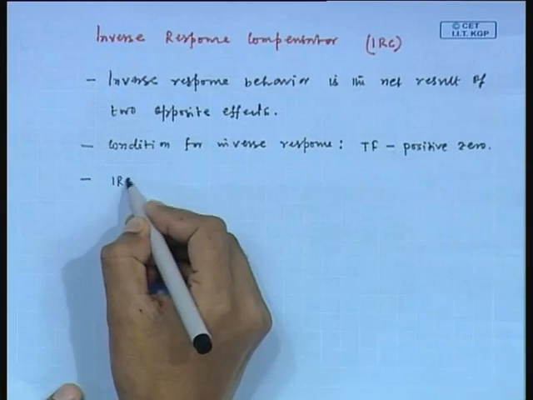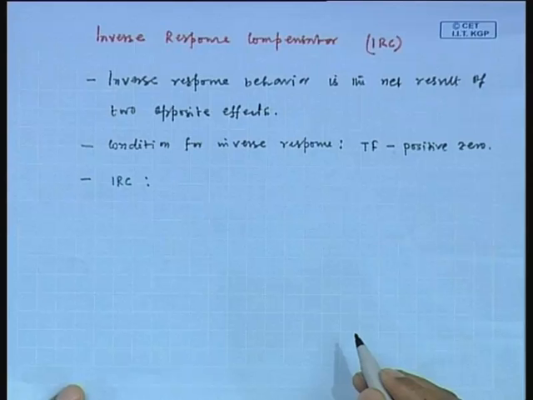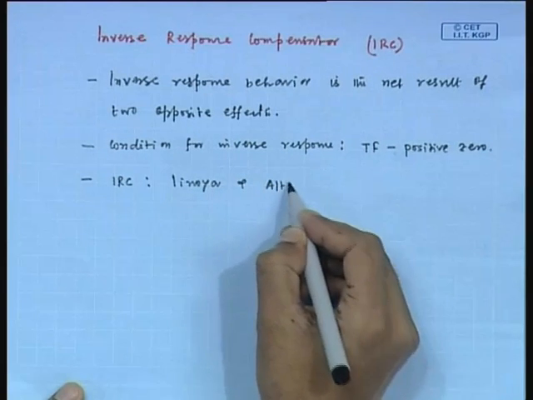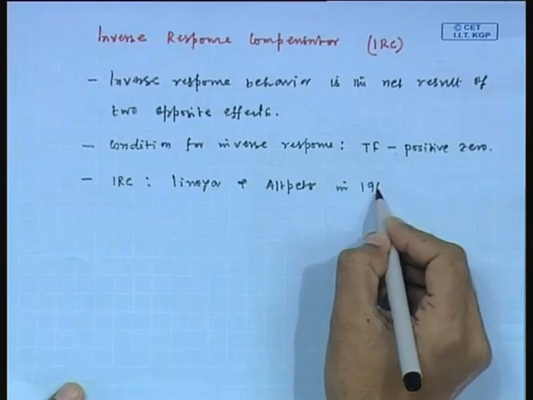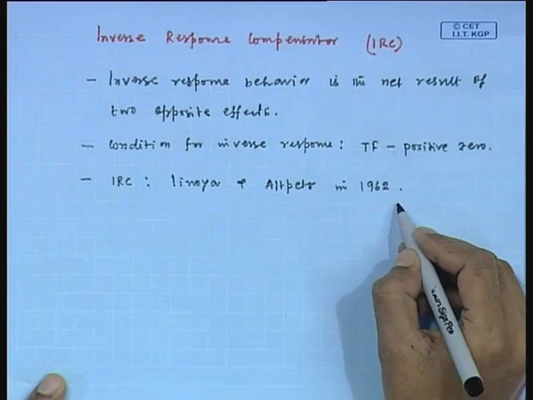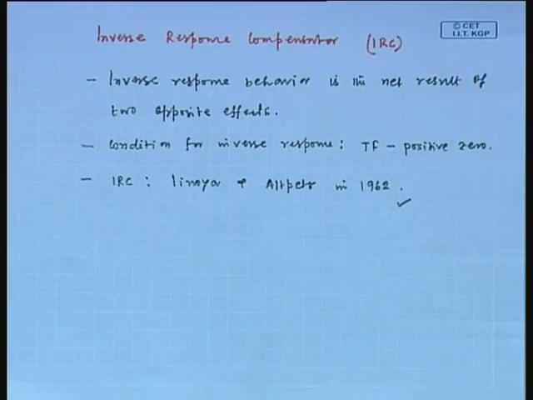Now, this inverse response compensator was proposed by Inoue and Altpeter in 1962 based on the general concept of Smith predictor or dead time compensator. Fine. Next, we will discuss the development of inverse response compensator.